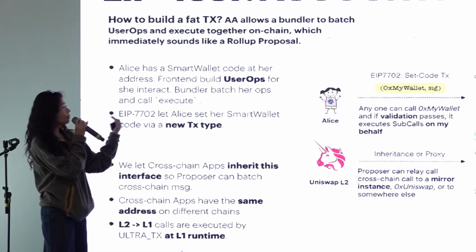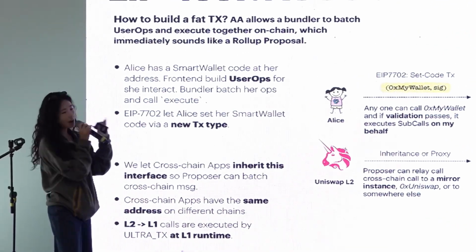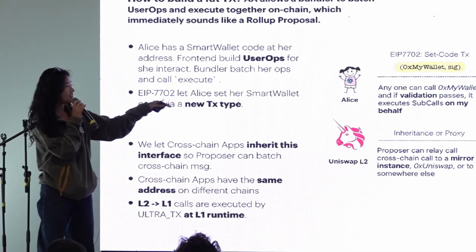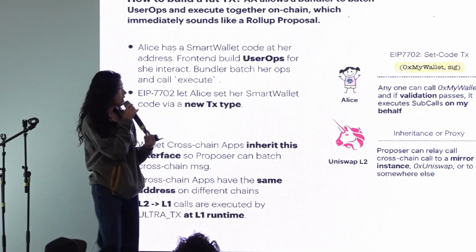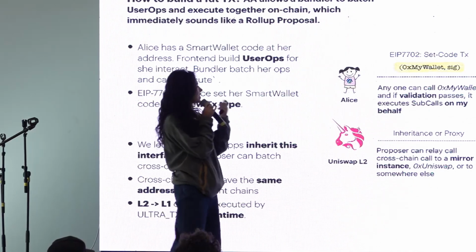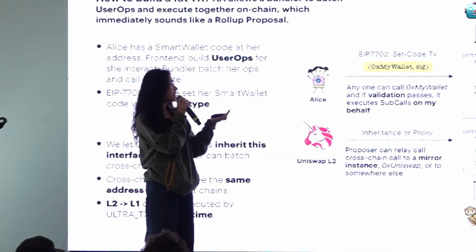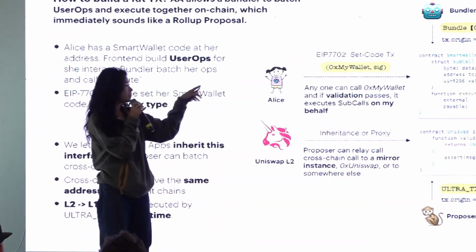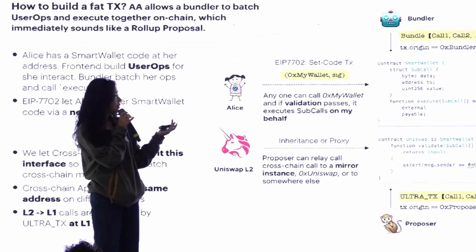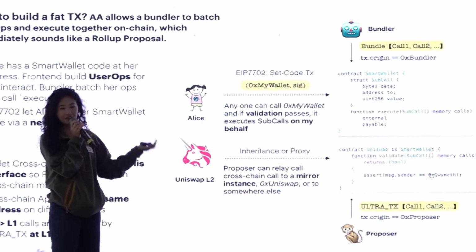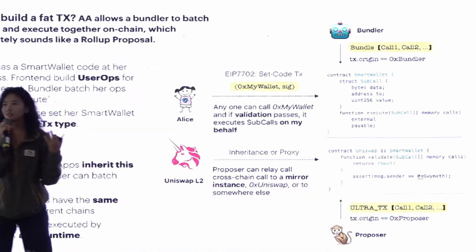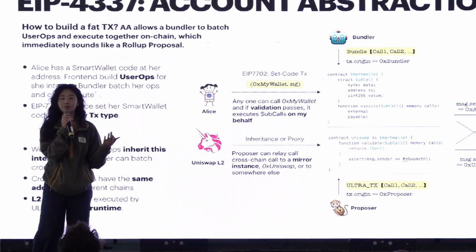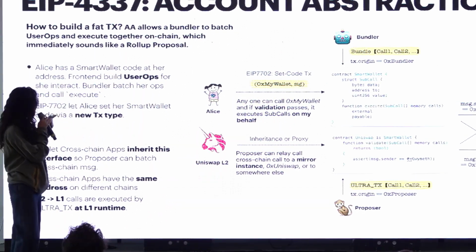In this case, for example, Alice has smart wallet code in her address, and the front end will build user ops as she interacts with her wallet, batch her operations, and call this execute function. And EIP-7702 allows the bundler to submit a transaction with the origin as the bundler, but as the transaction goes out, the message.sender will equal Alice, right?